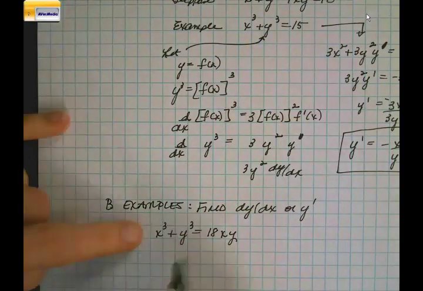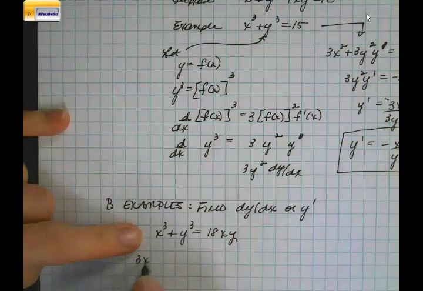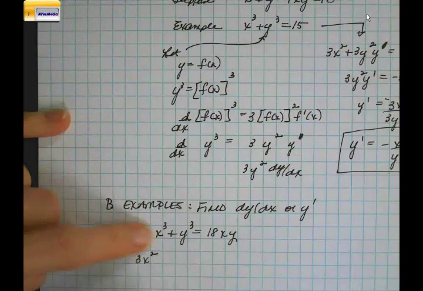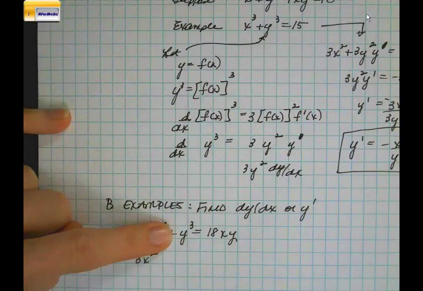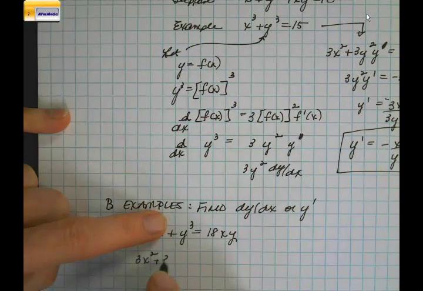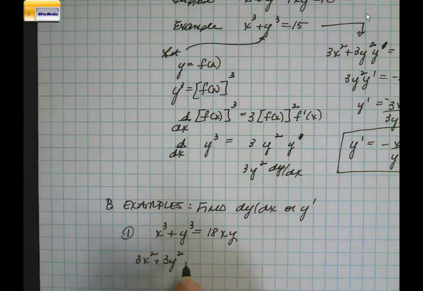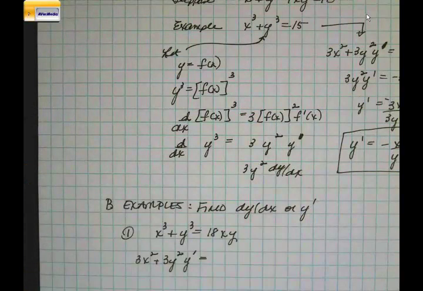We're going to take the derivative. The derivative of x cubed is 3x squared. Here's a y variable, so we're going to throw implicit differentiation into this y cubed. The derivative of y cubed is 3y squared dy/dx, which I'm going to write as just y prime. How do you take the derivative of something like 18xy? The derivative of y is y prime.